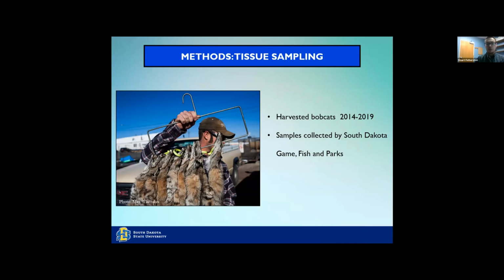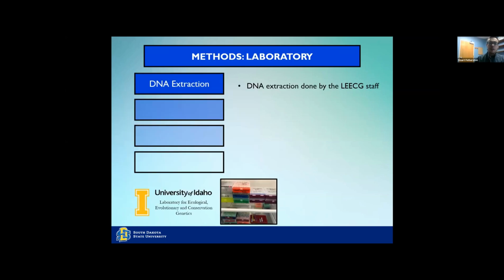And so all of my data comes from tissue that was sampled from harvested bobcats between 2014 and 2019. All samples were collected by South Dakota Game Fish and Parks when harvested bobcats were taken in to receive an export tag in accordance with the CITES regulations. All of my laboratory work was done at the University of Idaho's Laboratory for Ecological, Evolutionary and Conservation Genetics, and DNA was extracted from all samples by staff there prior to my arrival.